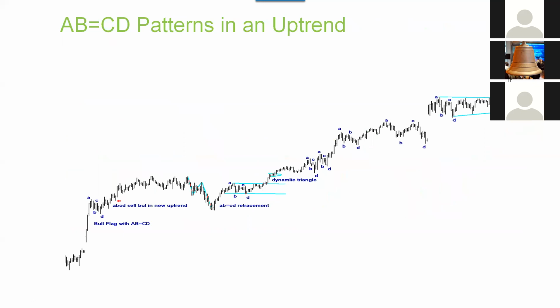So here, we just looked at the patterns that were in the range. Here's a chart of ABCD patterns in an uptrend, in other patterns. So we have AB, here's a bull flag. Here's a bull flag that has an ABCD pattern. Here's an ABCD sell, but it's in a new uptrend.